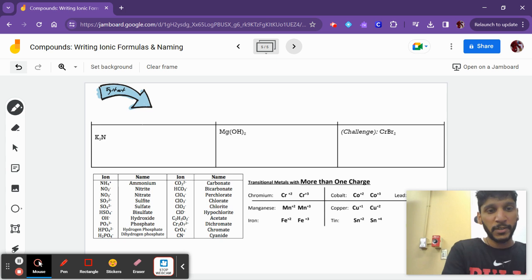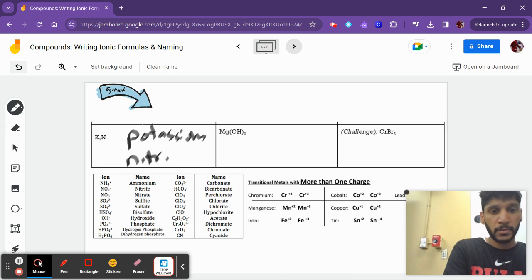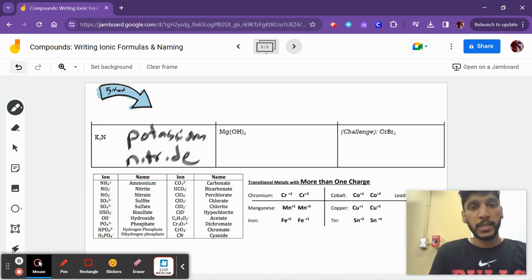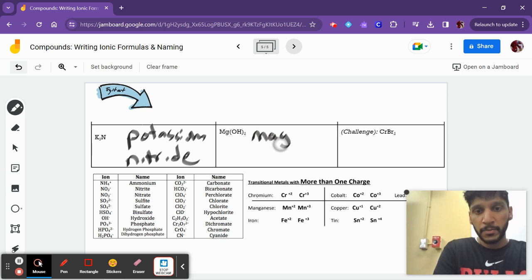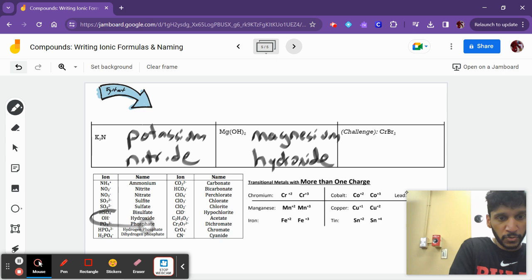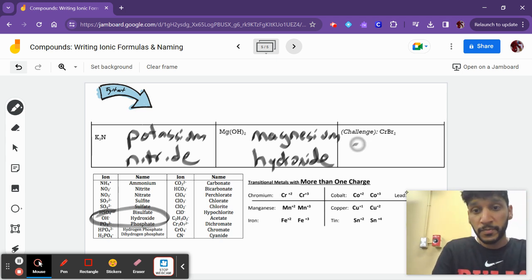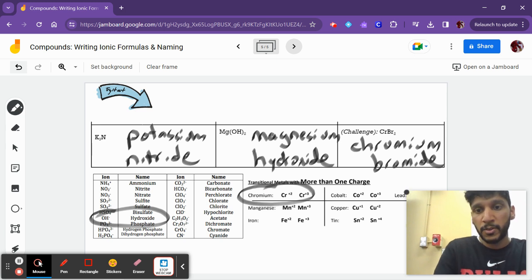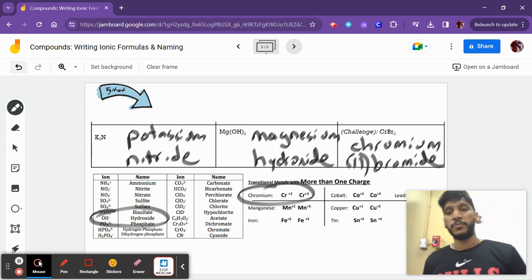Cool. Let's see how we did. We got potassium nitride for this first one. Hopefully we got that. Second one, we got magnesium. Uh-oh, we got more than two elements. That means we got a polyatomic ion up in here. Potassium hydroxide. And then here's our challenge. Hopefully you at least got chromium and you also got bromide. Which Roman numeral are we going to be using for chromium? Hopefully y'all tossed that two out there. Cool. So chromium(II) bromide, that's naming ionic compounds and writing their formulas. All right.